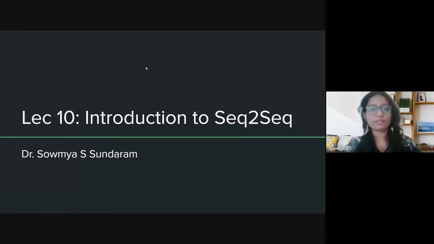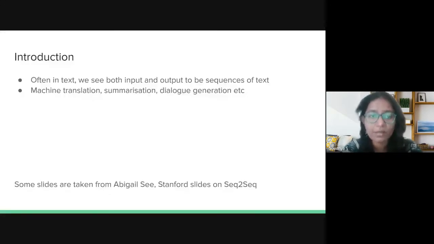Hi, we're going to see Introduction to Sequence to Sequence in this lecture. And this is one of the cornerstones of natural language processing at the moment because there are a lot of language tasks that deal with translating sequences to sequences. So, what do I mean by that? Both input and output are sequences of text. We can see it in machine translation, summarization, dialogue generation, chatbots.